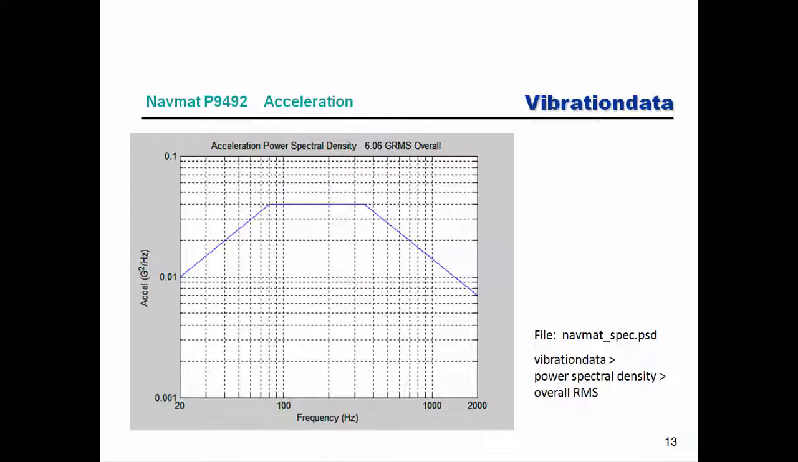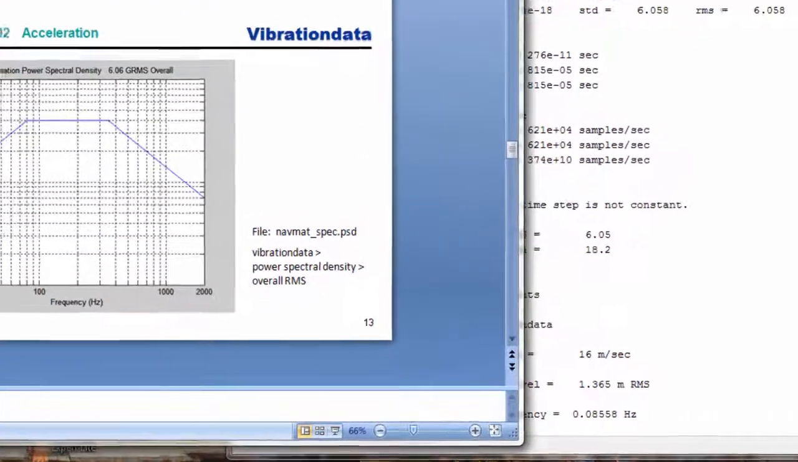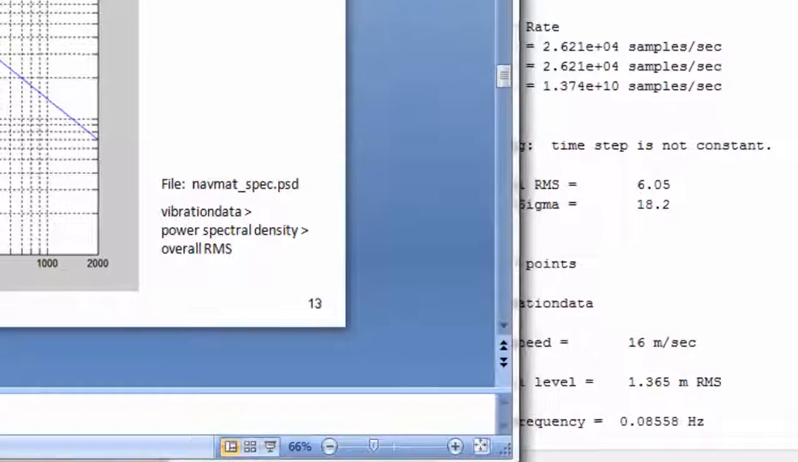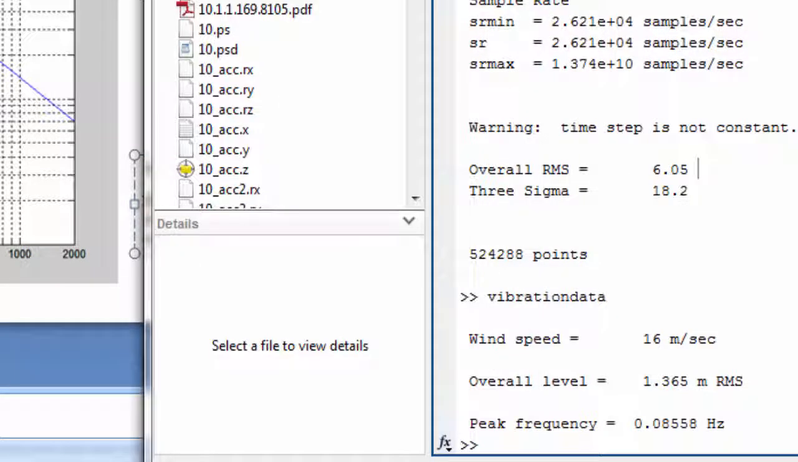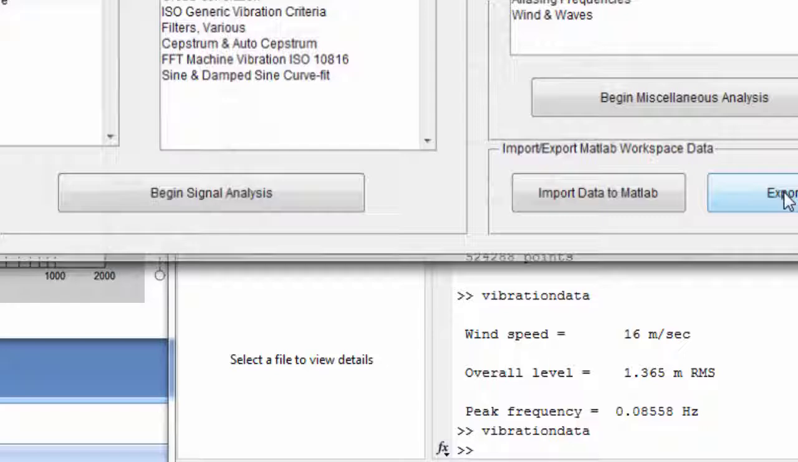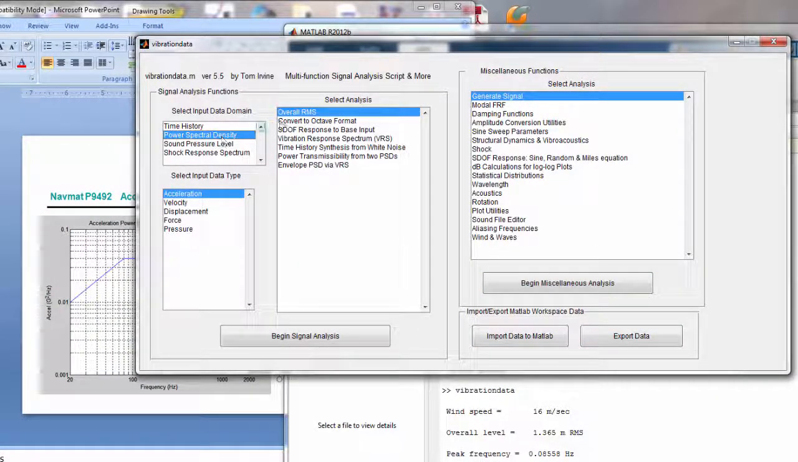Okay, let's take a familiar power spectral density. It's kind of the mascot for our course. It's the NAVMAT P9492 level, with which you should be very familiar by now. And let's see what we can do. We're going to do some new things with it. This is going to be part review exercise and part new things.